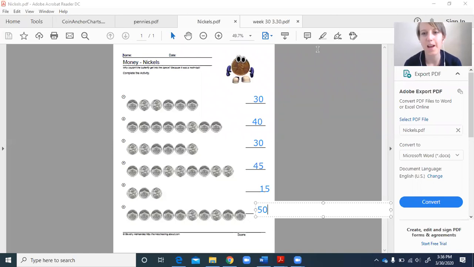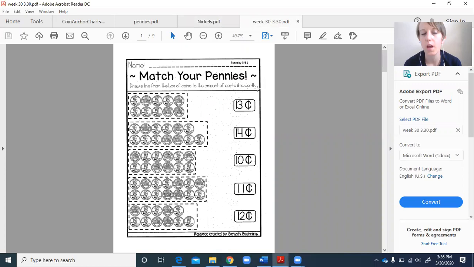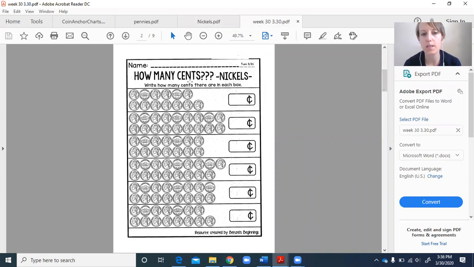I hope so. All right, okay, so using that information that we practiced tonight when you work on your homework, you're going to do these 2 pages. The first one is called Match Your Pennies. You're going to draw a line from the box of coins to the amount that each of them is worth. So remember, when you count pennies, you're skip counting by 1. All right, let's look at the next one. How many cents? You're going to count. These are all nickels. So remember, when you count nickels, you're skip counting by 5. There's a lot of nickels and a lot of skip counting, but I know you can do it.